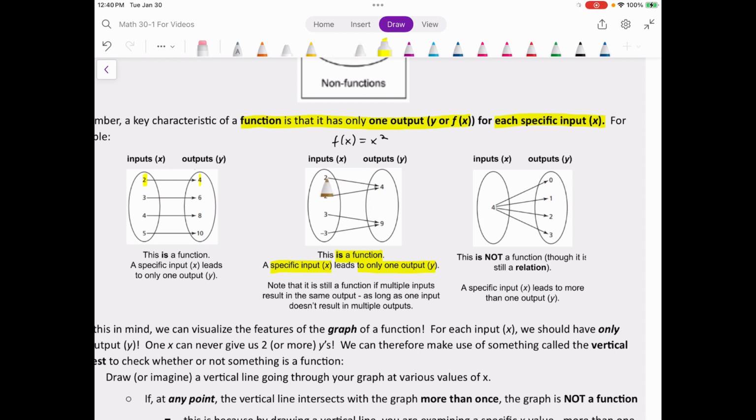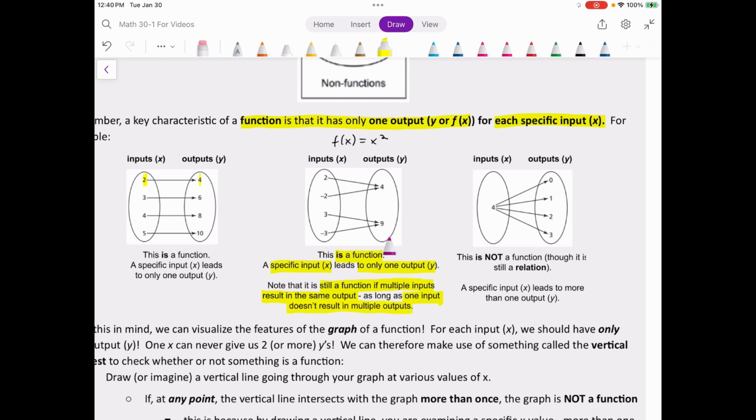2 is not giving us, maybe, 4 or 9. 2 is only ever giving us 4. It's just that another input is also giving us an output of 4. So note that it's still a function if multiple inputs result in the same output, as long as one input doesn't result in multiple outputs, right?